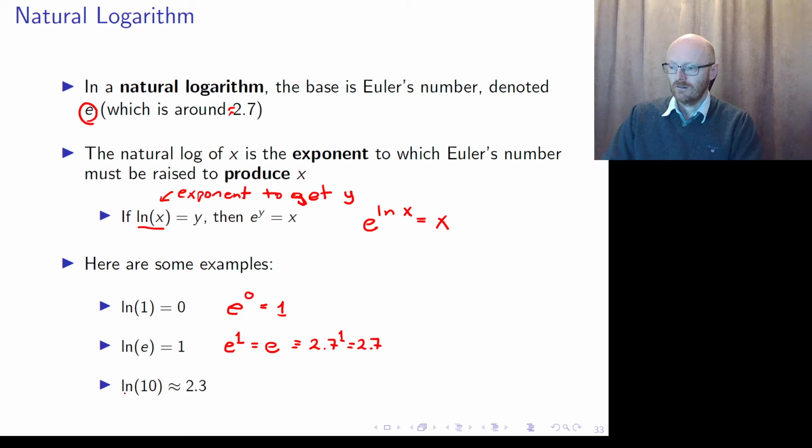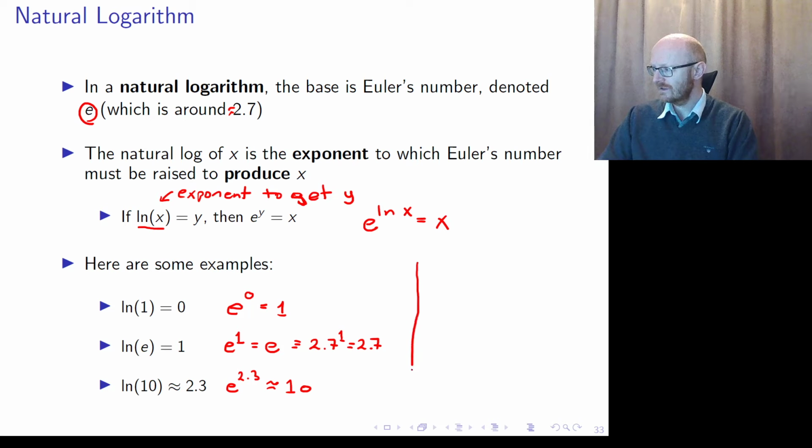And the logarithm of 10, for example, is about 2.3. So this means that e to the 2.3 gives you approximately 10. Okay? So whenever you see a logarithm, think exponent. Think, okay, this is what is going on top of the natural number, 2.7 something.